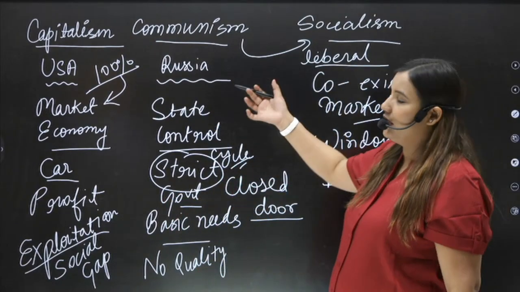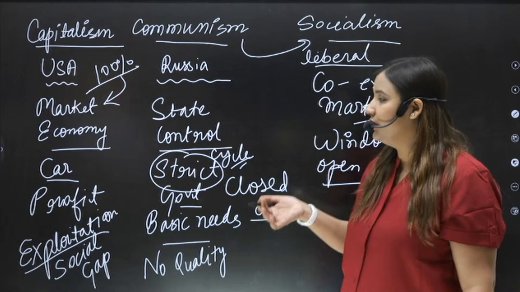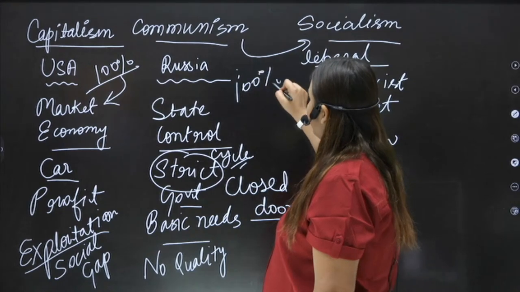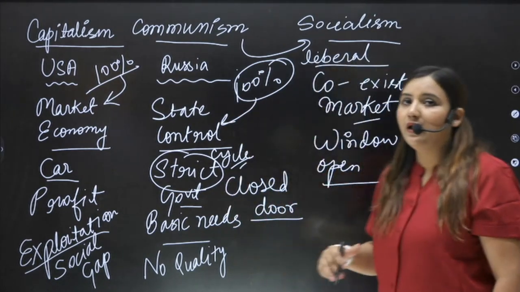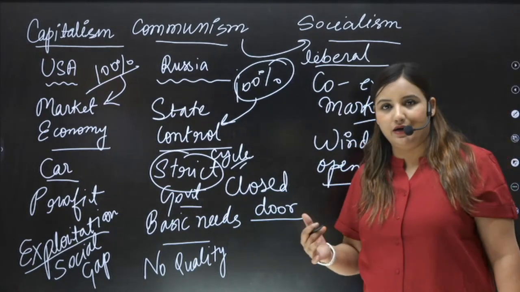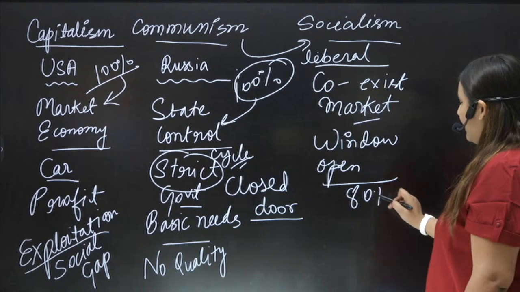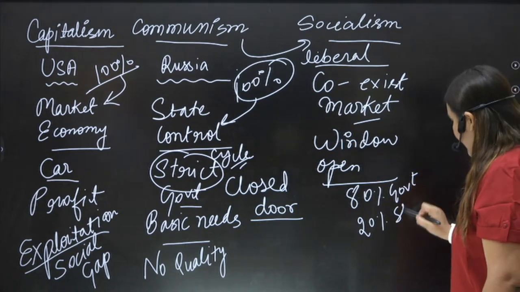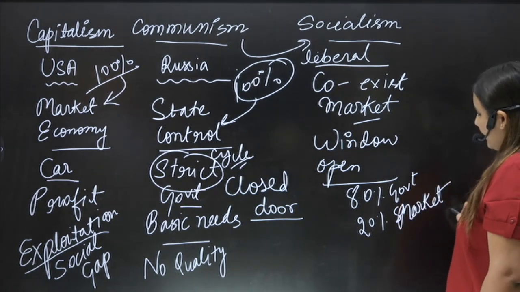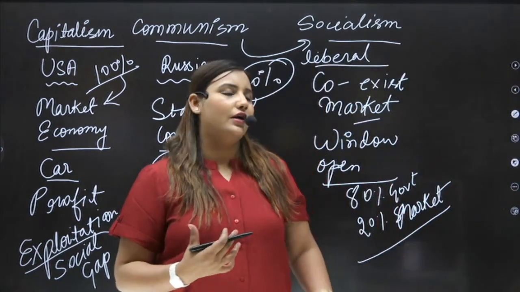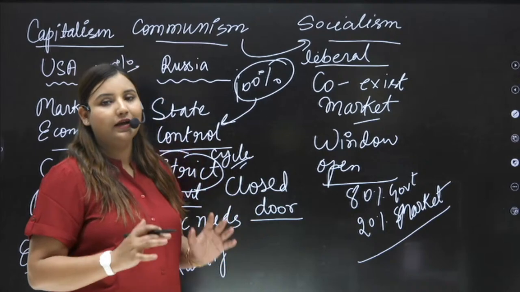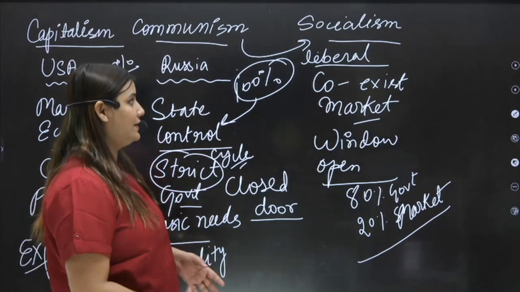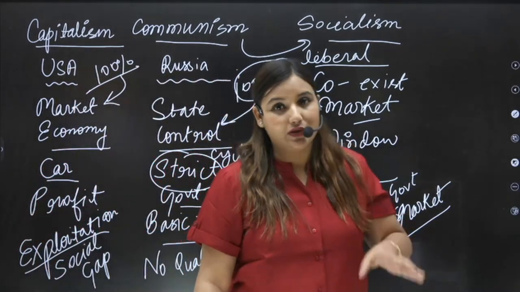Okay. Russia and China, who used to follow communism, were sometimes very, very strict, and they had 100% trade control initially. Okay. But in socialism, it is not 100%. You can say 80% government control and 20% market control. Okay, 20% it will be about profit, and 80% largely it will be about government decision of basic goods, basic necessities. So you can say that socialism looks better.